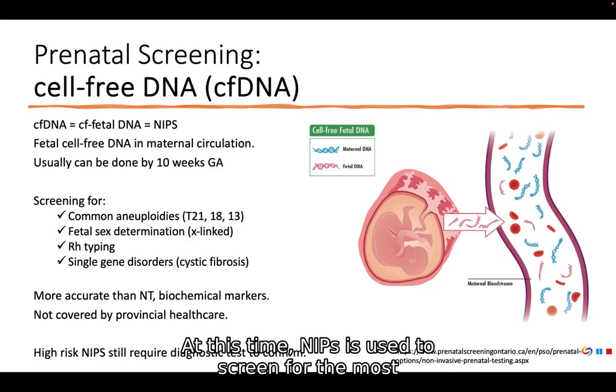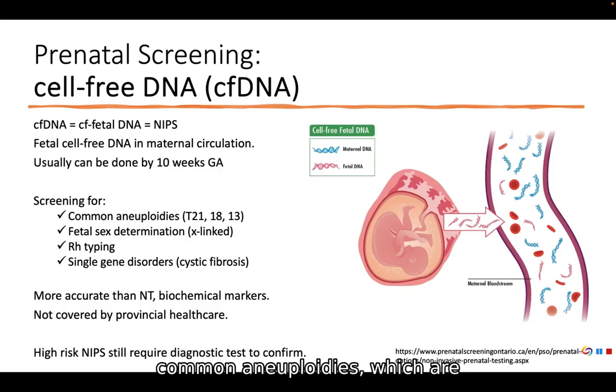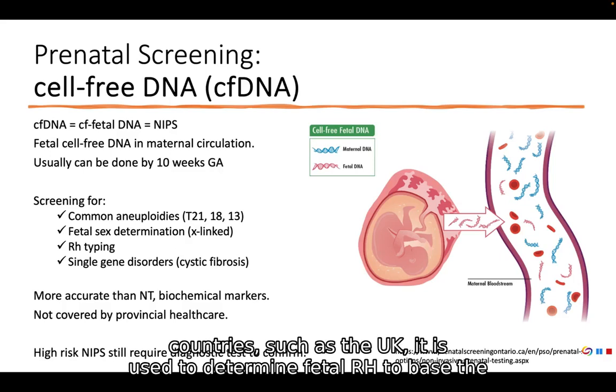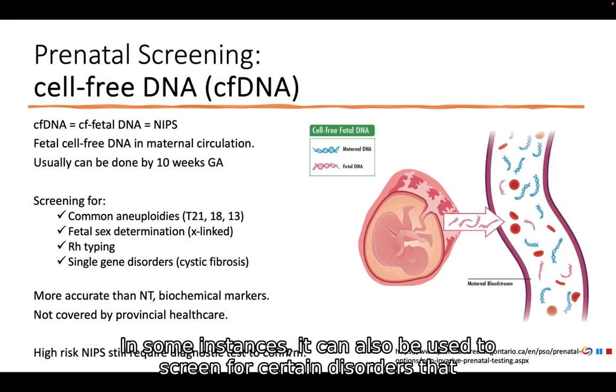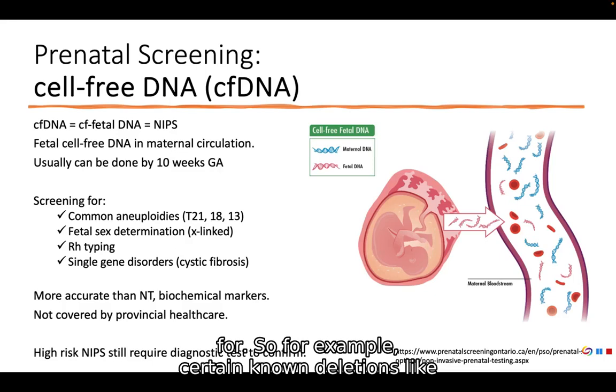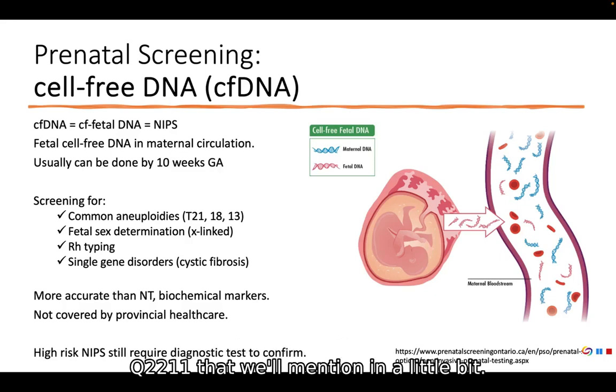At this time, NIPS is used to screen for the most common aneuploidies, which are trisomies 21, 18, and 13, and some X-linked disorders. In some other countries, such as the UK, it is used to determine fetal RH to base the administration of RH immunoglobulin in pregnancy. In some instances, it can also be used to screen for certain disorders that a patient is at risk for. So, for example, certain known deletions like 22q11 that we'll mention in a little bit.